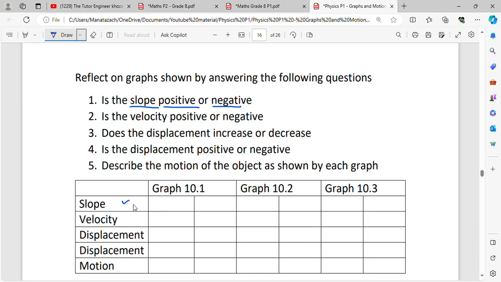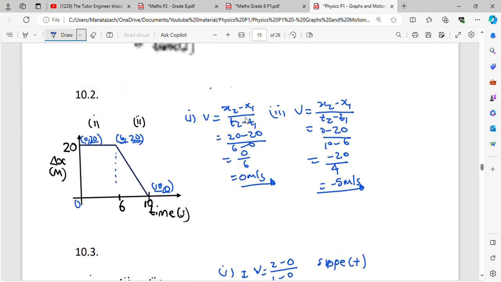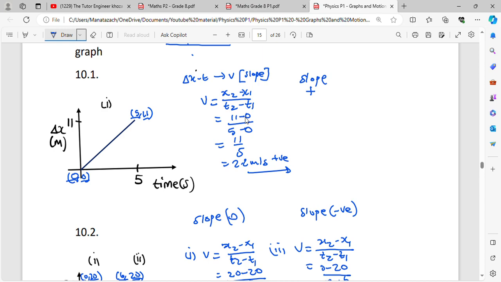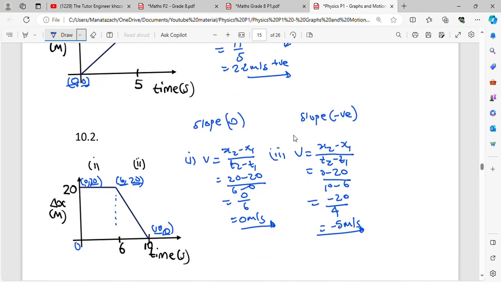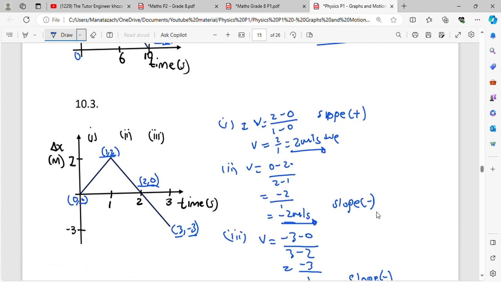That's the first question. Then the second question is, is the velocity positive or negative? Remember we've just worked out the velocity. The velocity and the slope will always link. Under the displacement-time graph, they are the same. So if the slope is negative, the velocity will also be negative.